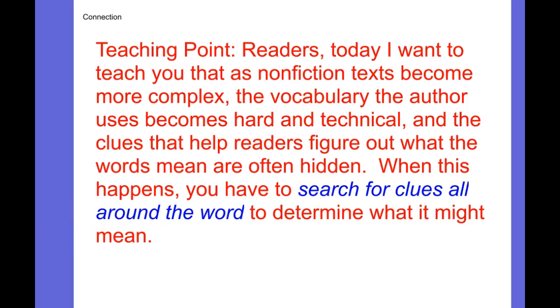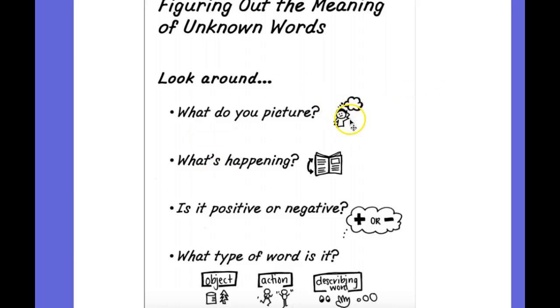And so here we look around. What do we picture? What is happening? Is it positive or negative? And what type of word is it? Is it an object? Is it an action? Is it a describing word? So we're going to work on those skills a little bit.